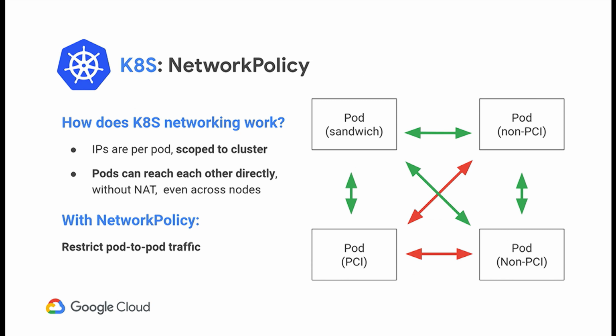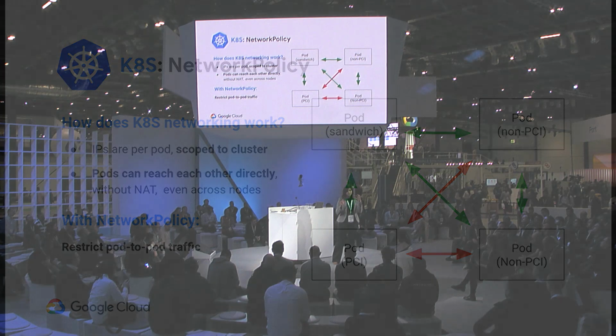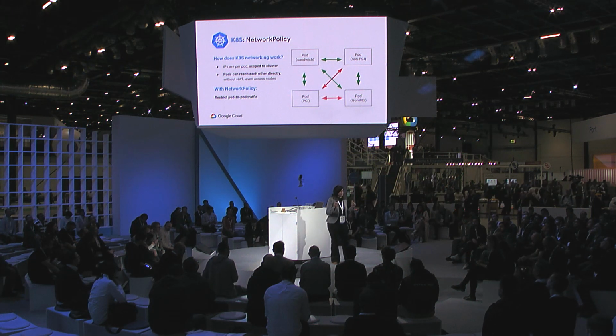So to understand segmentation within a cluster, let's understand how networking within a cluster works. Each pod within a cluster gets its own IP address. To segment the pod, you should use network policies. Network policies are very similar to VPC firewall, so you can create allow and deny rules based on IP addresses.